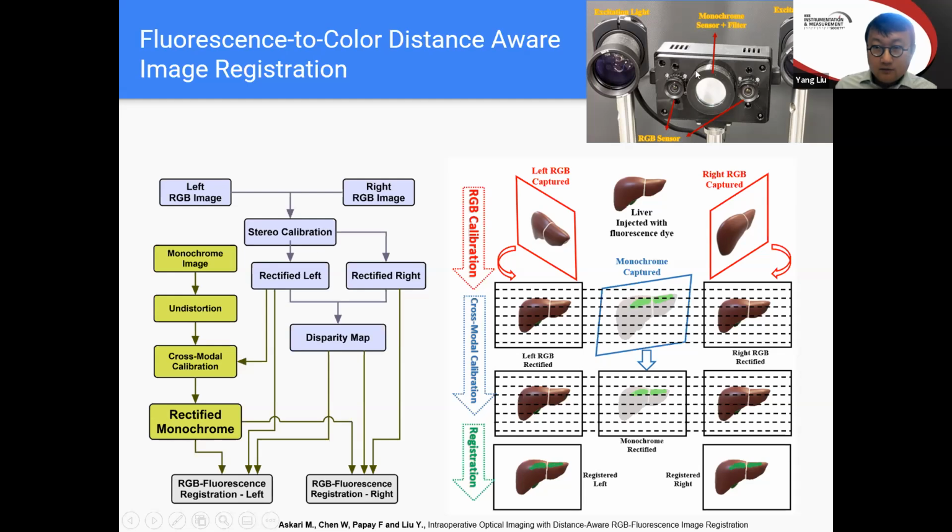So in an alternative approach, we have developed a framework for fluorescent to color image registration using a distance-aware approach. On the top is a version of our prototype. You can see that we have two color cameras and one fluorescent camera. What we did is extract the depth information and allow one-to-one mapping from the fluorescent image to the color image using the depth information. And this algorithm has been implemented in real time, and it has been very robust.